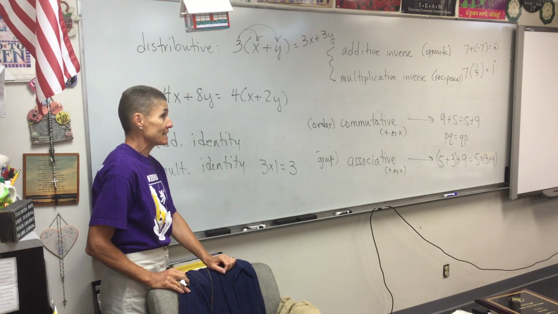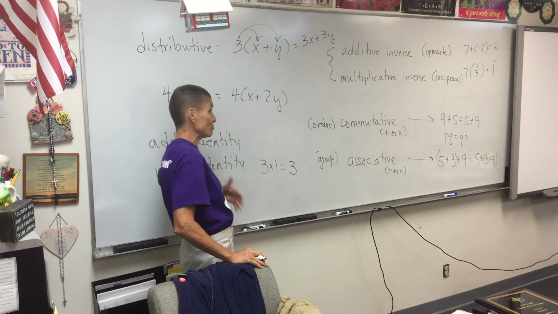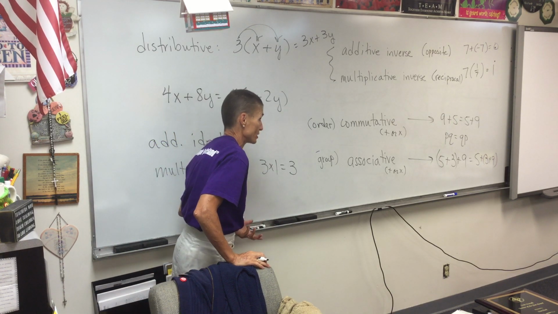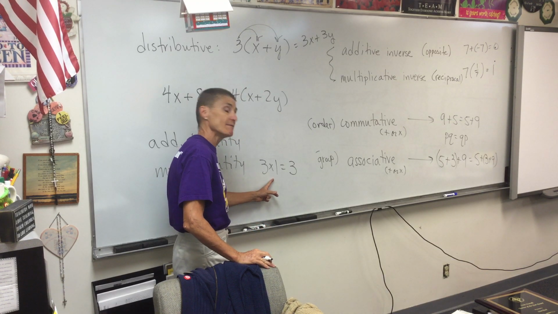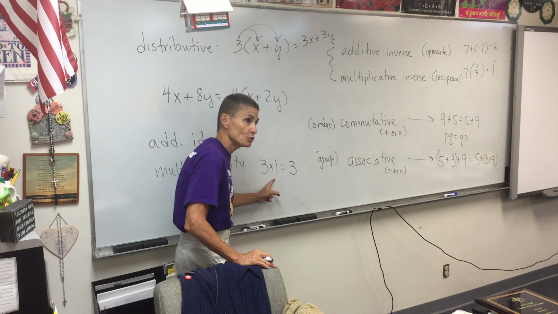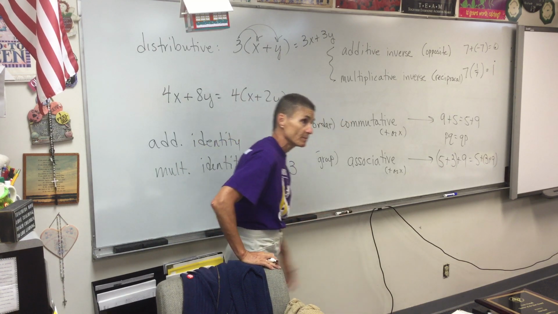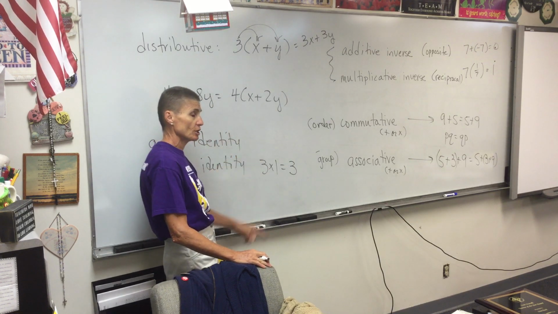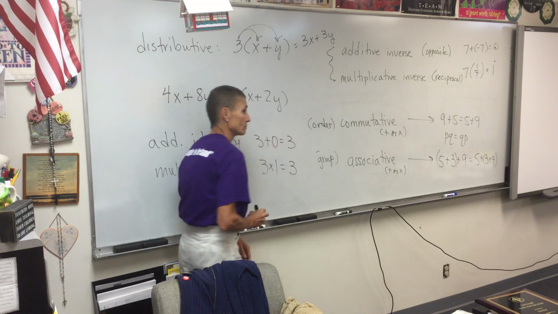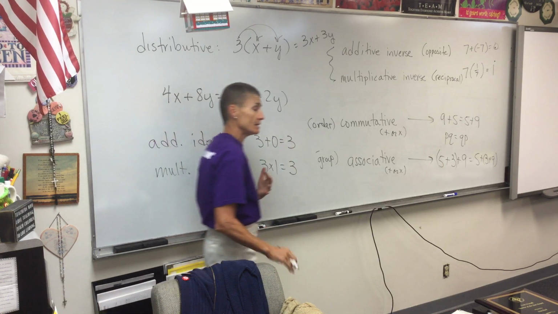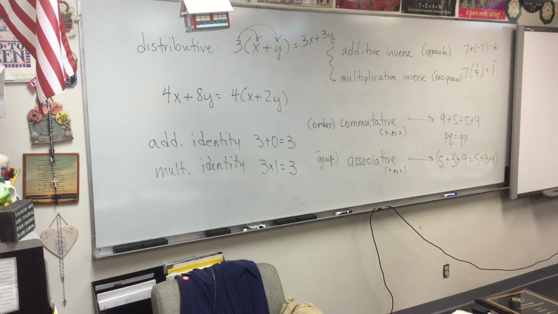What does it mean to be an identity? It means when you do the operation, nothing changes. It stays identical. So how do you leave everything the same in multiplication? You times by 1. How do you leave everything the same in addition? You add 0. So the additive identity says if you add 0, nothing changes. The multiplicative identity says if you times by 1, nothing changes.